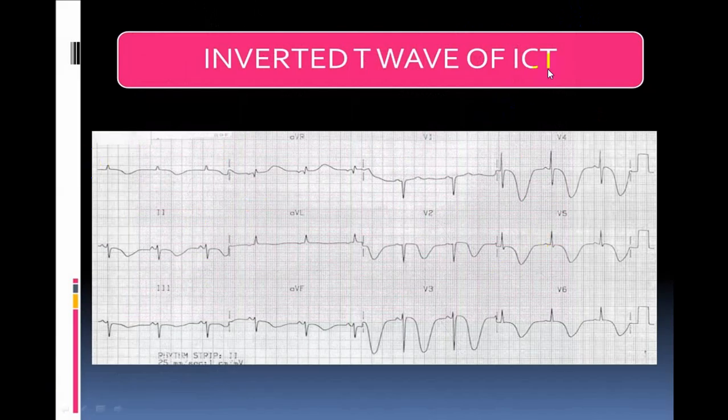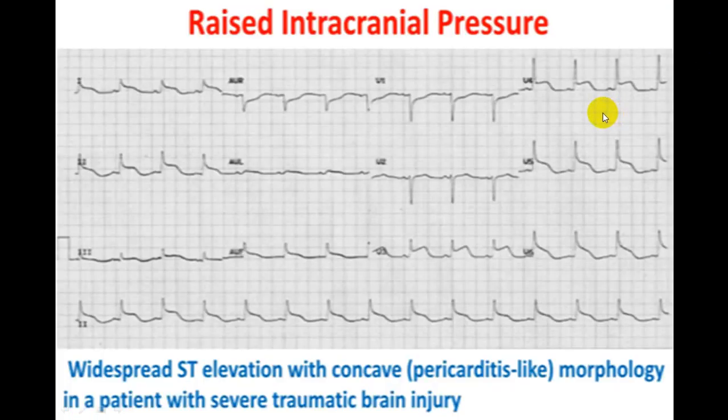Again, this is in favor of an intracranial hemorrhage. You can see deep T wave inversion and global. V2 to V6, you can see the changes. Even in lead 2, you can see the changes. Even in AVF, even in lead 3, you have got changes. In AVR, it is upright. Even in lead 1, except in AVL, almost all other leads are showing you global changes.